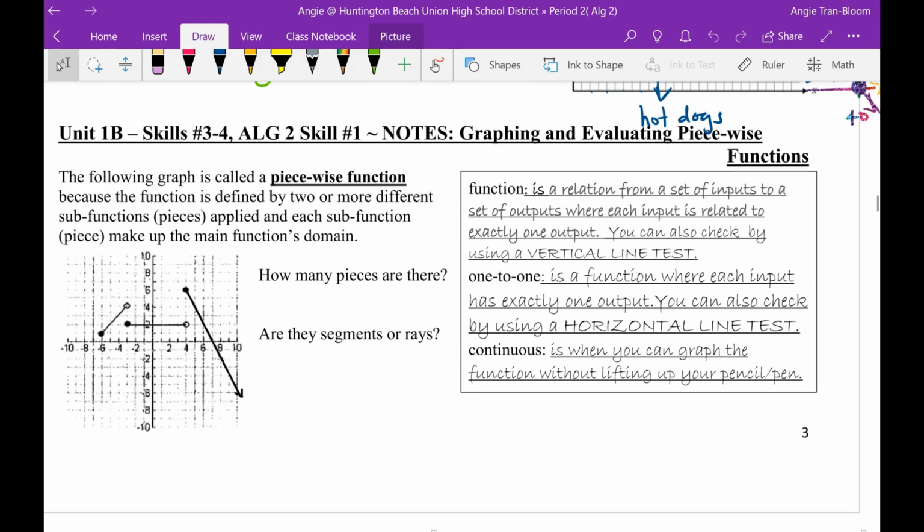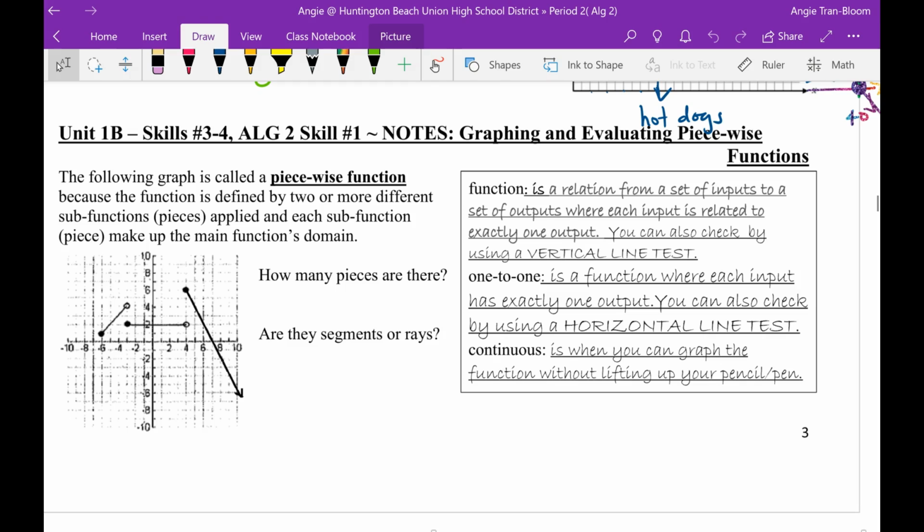Because this function, which is, by the way, one function, even though you have multiple pieces, is defined by two or more different sub-functions, which are called pieces, okay? And each sub-function, which is now called a piece, makes up part of the main function's domain.